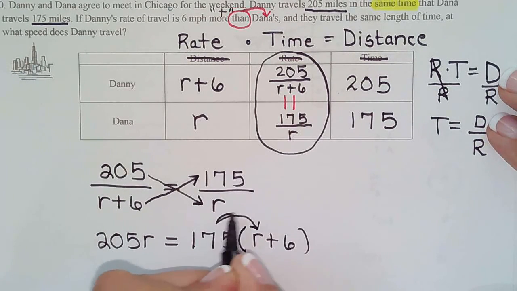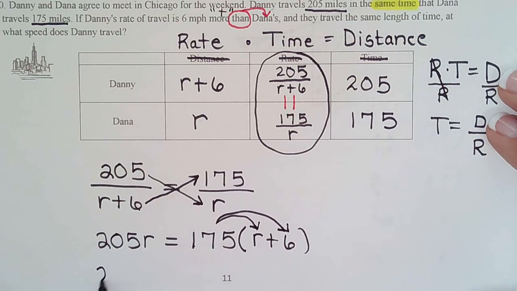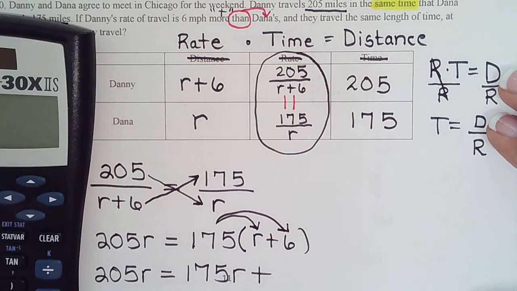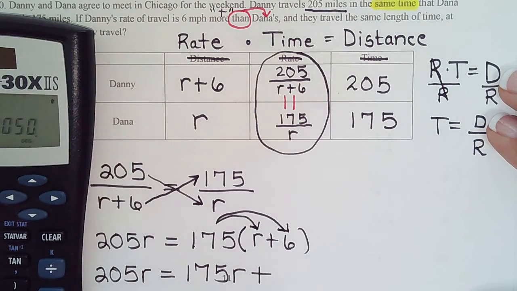So the next step is to distribute. So we have 205r equals 175r plus, and then we want to do 175 times 6, 1050. And we'll pick up from there on the next video.